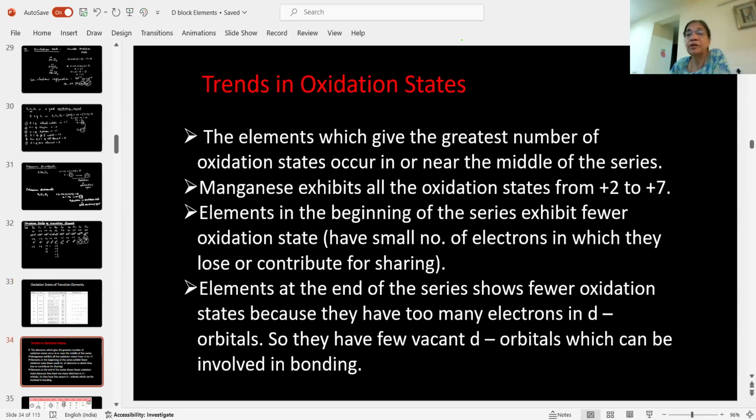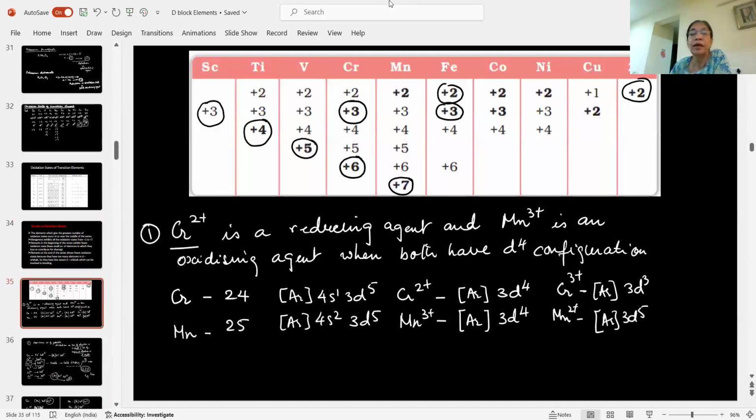Then there are trends in the oxidation states, all depending on the number of unpaired electrons. First the number of oxidation states increases, and then as pairing increases, the number of oxidation states decreases. So there are many questions you can answer based on oxidation state.